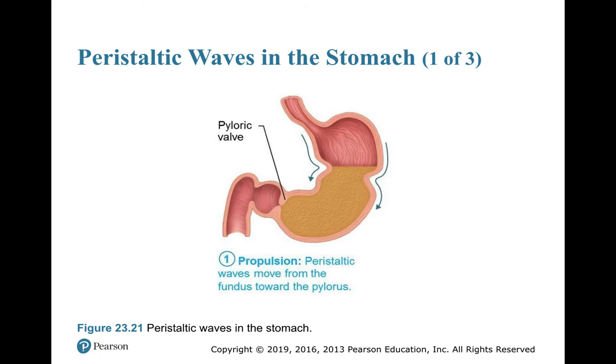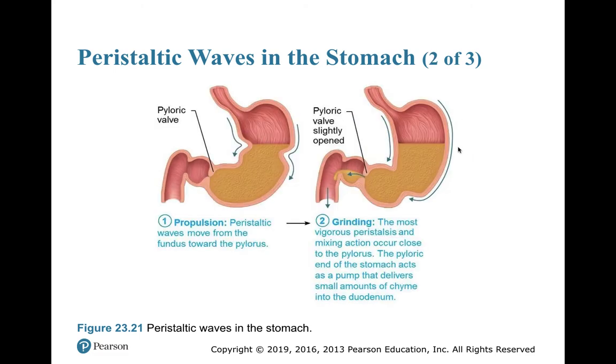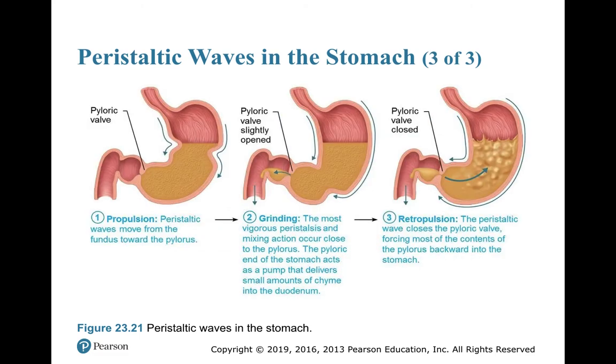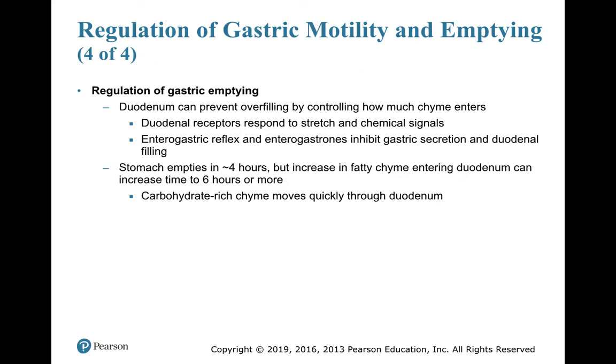Peristaltic waves in the stomach. So they move forward, propulsion. We also get grinding. And finally, we get some retropropulsion as 27 milliliters is pushed back this way, but about 3 milliliters makes its way through that sphincter into the duodenum, the first part of the small intestine.